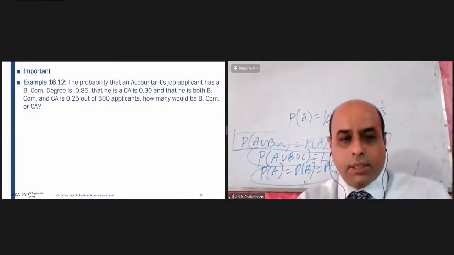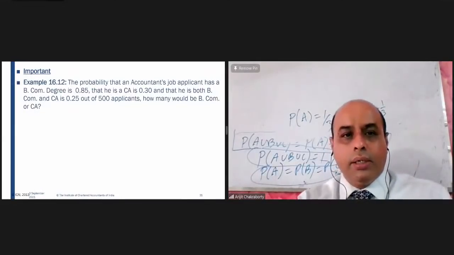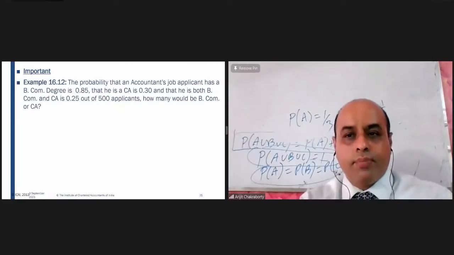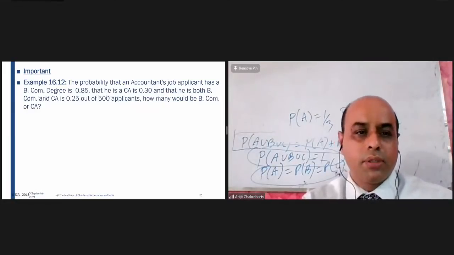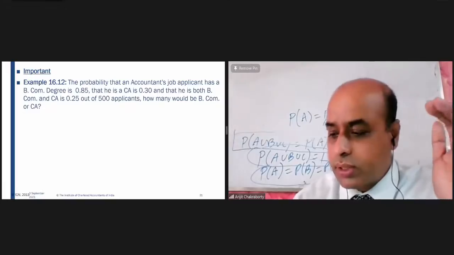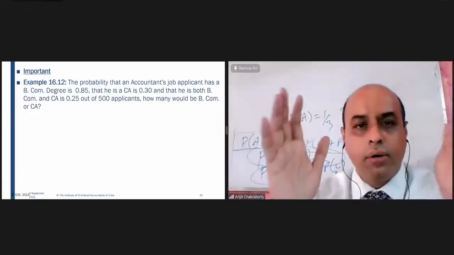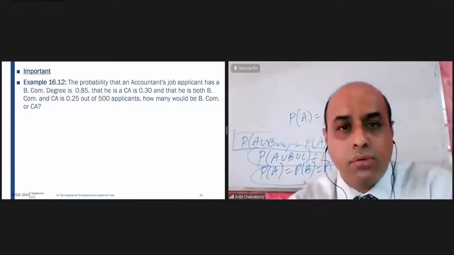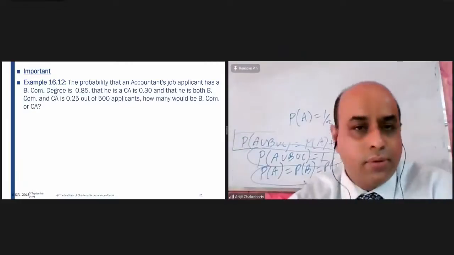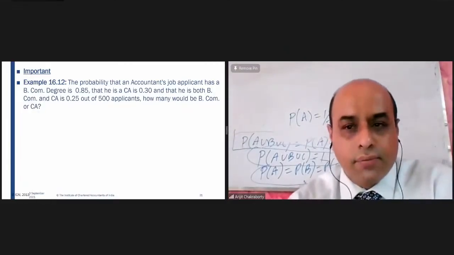Now this is a classic question again. The probability that an accountant's job applicant has a BCom degree is 0.85. That a CA is 0.3 and that both BCom and CA is 0.25. How many would be BCom or CA? Very, very important question. Depends totally on the formula which we have discussed. A great question for you to practice and important for the exam. So let us try and solve it.